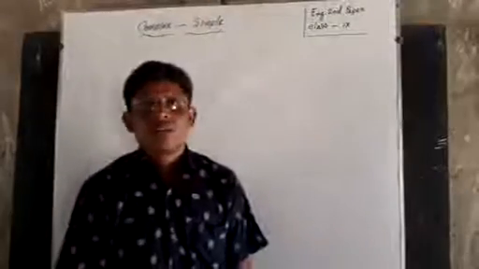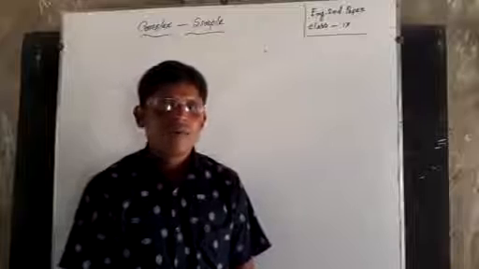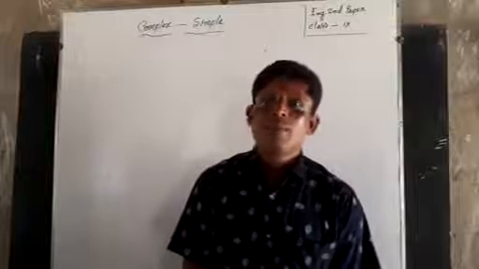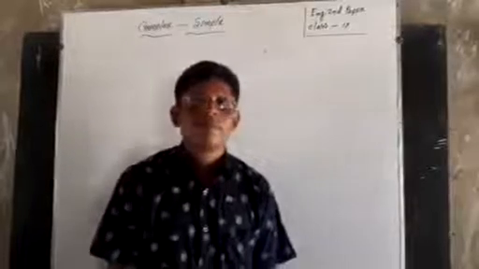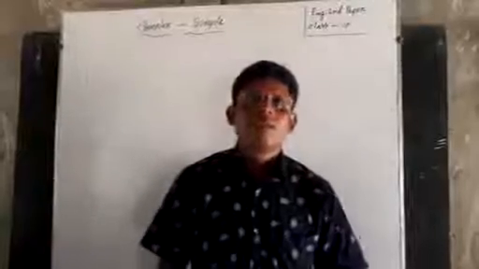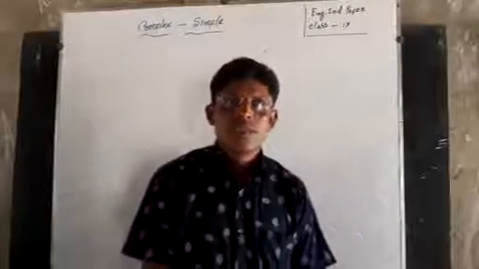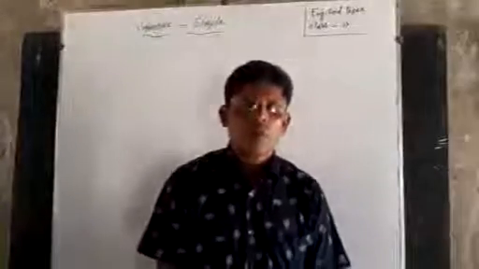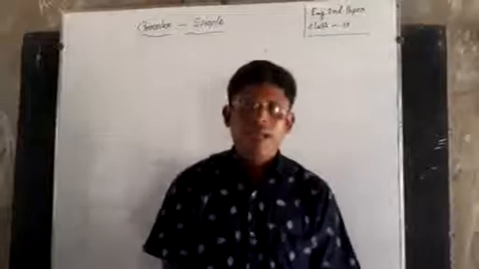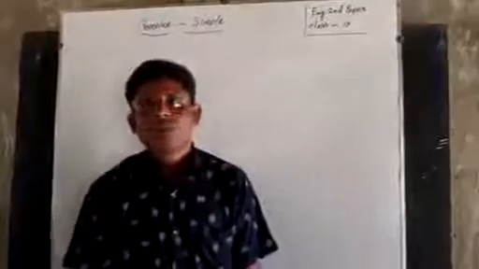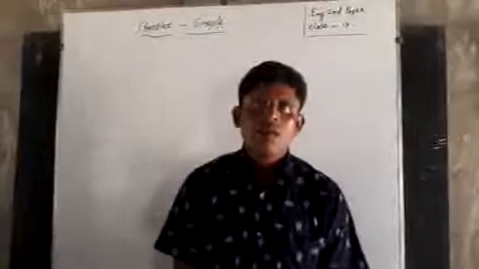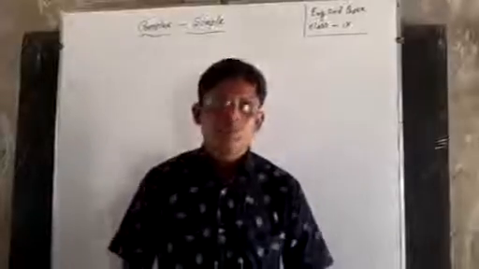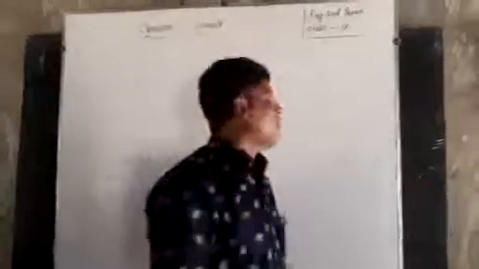Dear student, today I will discuss how to transform a complex sentence into a simple sentence. We have learned that a sentence which contains a principal clause and one or more subordinate clauses is called a complex sentence, and a sentence which contains a principal clause and one or more phrases is called a simple sentence. So let's take an example.